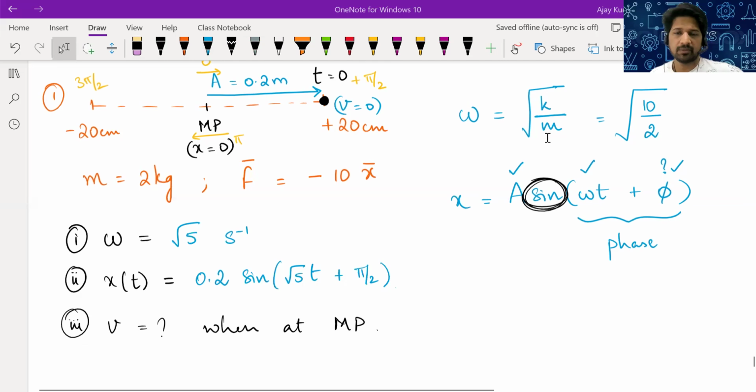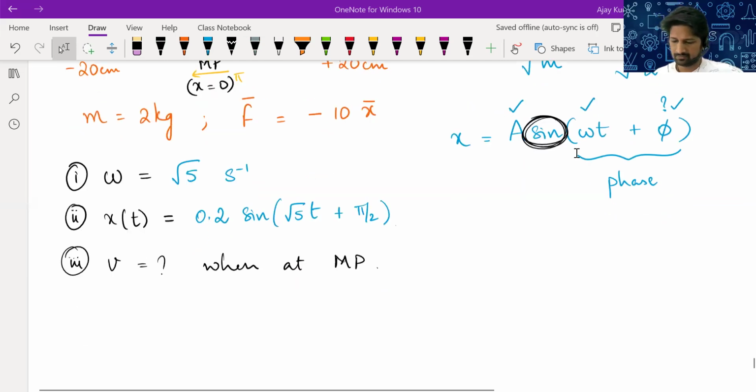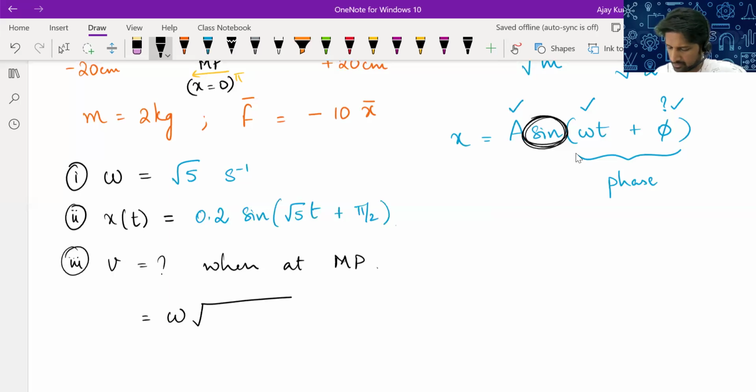To get the speed when the particle is at mean position, which formula did you apply? Sir, omega into root a square minus x square. Okay, we know speed as a function of position of the object. V is equal to omega root a square minus x square. When it is at mean position, x, that is displacement from mean position, is 0. So this becomes omega root a square, which is simply omega into a, or a omega.